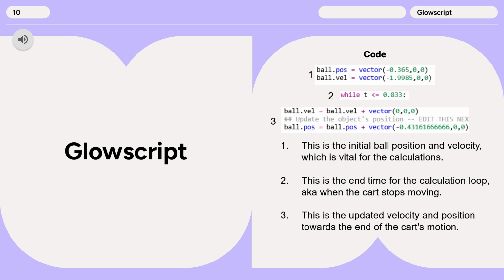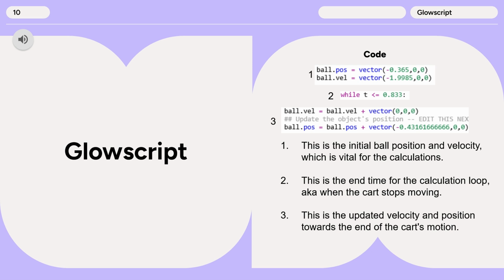The first section of code shows the initial conditions of the ball in the GlowScript simulation. It was 0.365 meters to the left of the origin and traveling at nearly 2 meters per second to the left as well. The second section of code shows how long the calculation loop would run, which was from the moment the constant velocity of the cart began to the moment it ended.